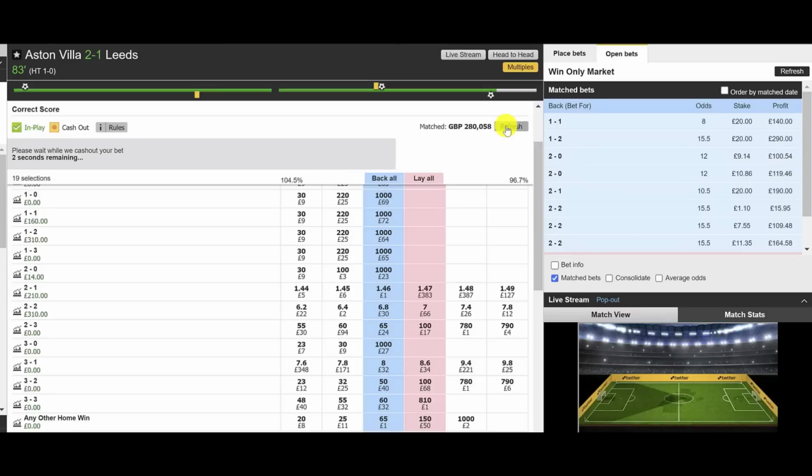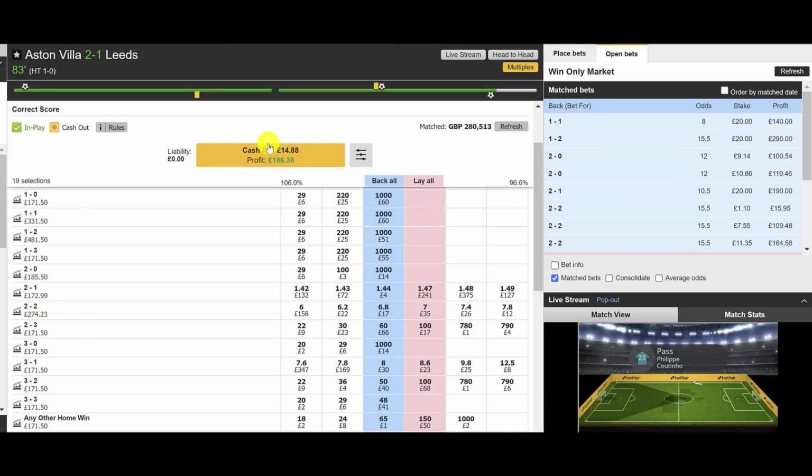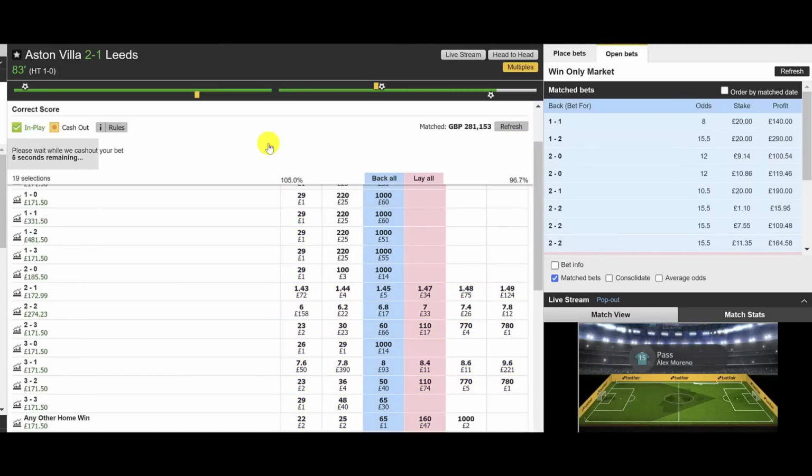It might always take a few attempts to do it. So, always keep that in mind if you're still learning this market. And so let's press this and we should get 186 locked in.